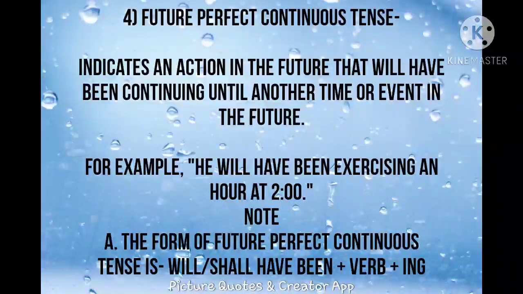Look at the form of future perfect continuous tense. Will or shall plus have plus been plus the ing form of the verb. You should be very careful while constructing the future perfect continuous tense. Subject plus will or shall plus have plus been plus the ing form of the verb is used to construct future perfect continuous tense. Hope you understood the three main tense forms and their 4 divisions.